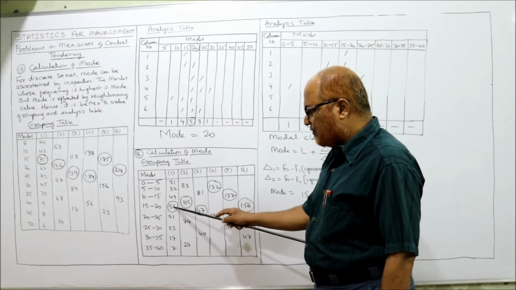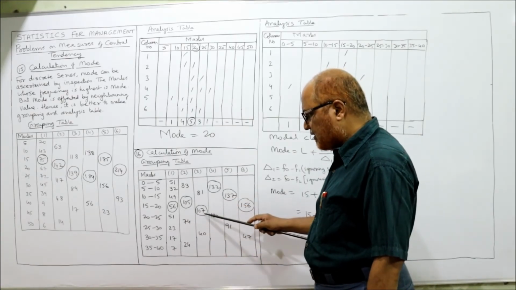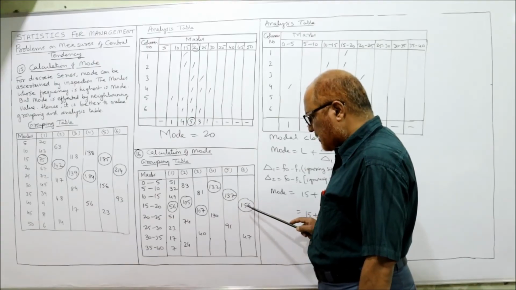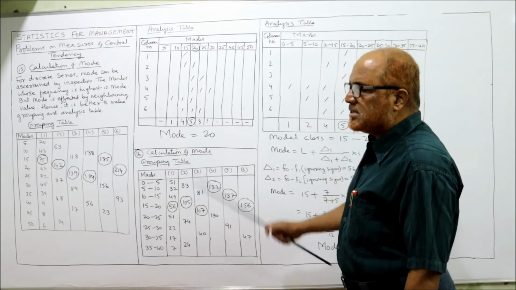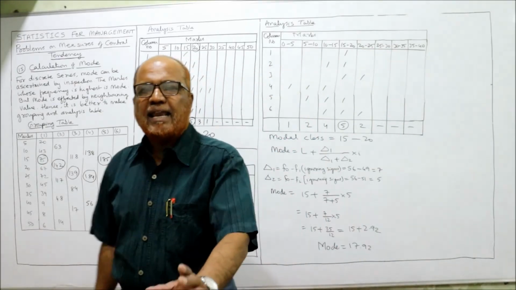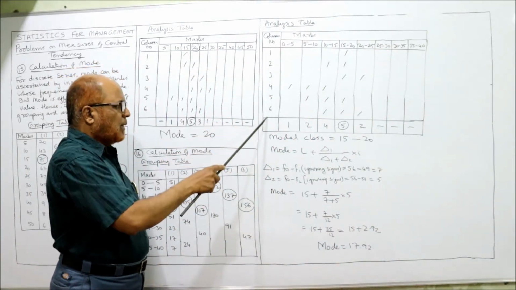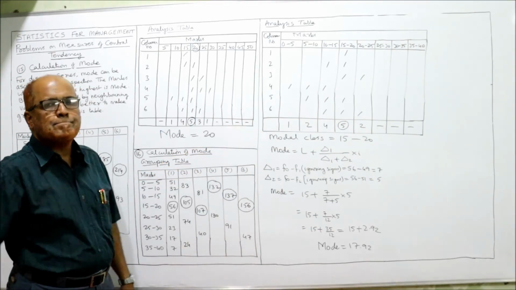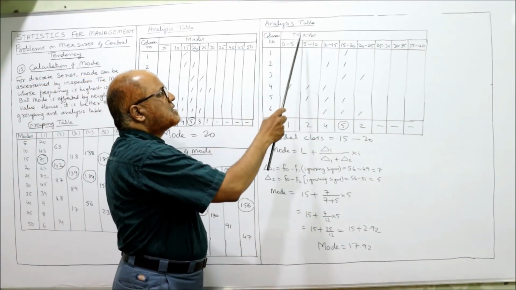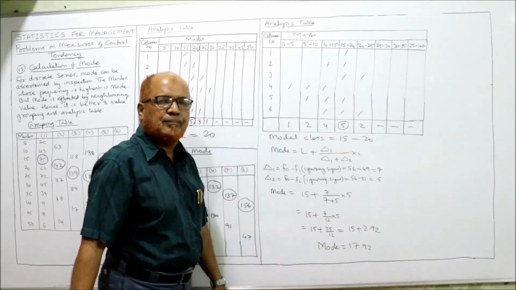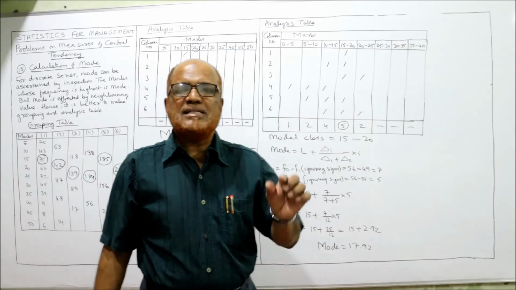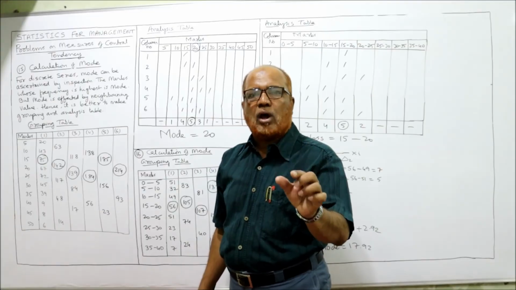First, highest 56. Second, 105. Third, 107, 132, 137, 156. Grouping table completed. Now analysis table. In analysis table, first column, column number. 6 columns are there. Now here, marks 0 to 5, 5 to 10, 10 to 15, last one 35 to 40. Now see what is the highest value in every column.